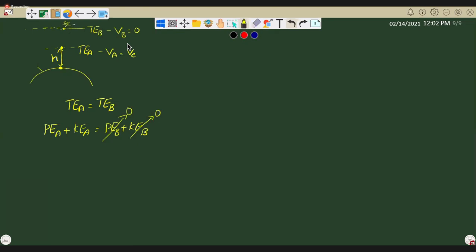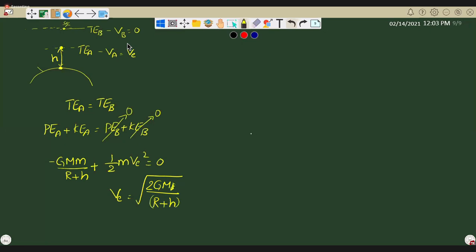Okay, understood? So potential energy here, how much is it? Minus G capital M small m by R plus H, plus half m VE square should be equal to 0. From this VE is equal to square root of 2GM divided by R plus H. Correct? Yes, sir.